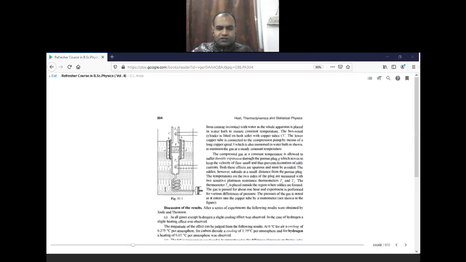So in the syllabus it is given like this: free adiabatic expansion of a perfect gas, or Joule Thomson porous plug experiment, and Joule Thomson cooling. Okay. So let us learn about this experiment.